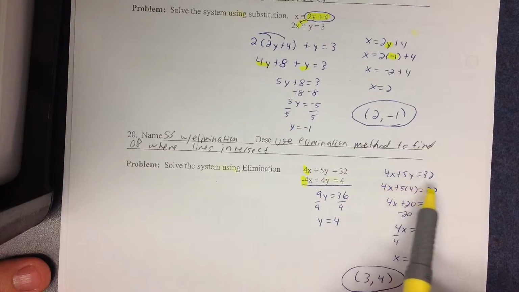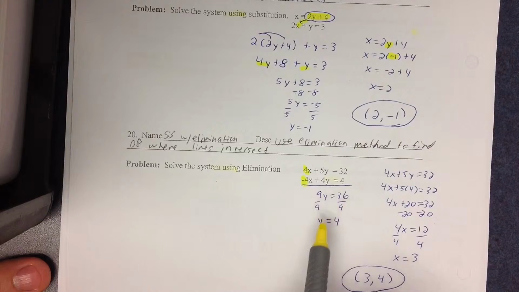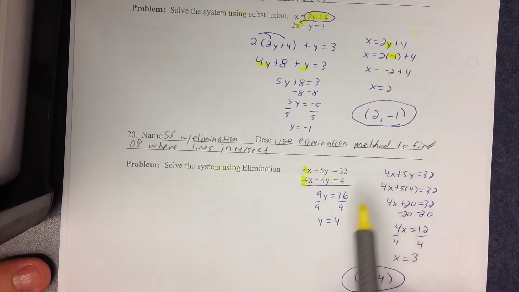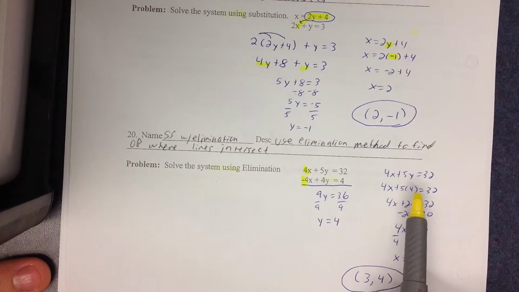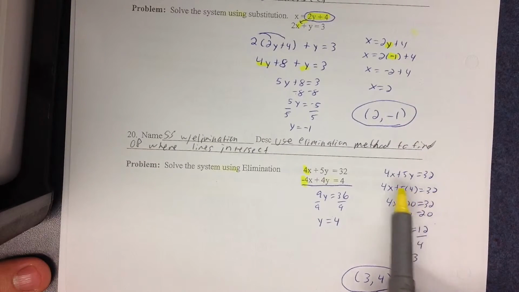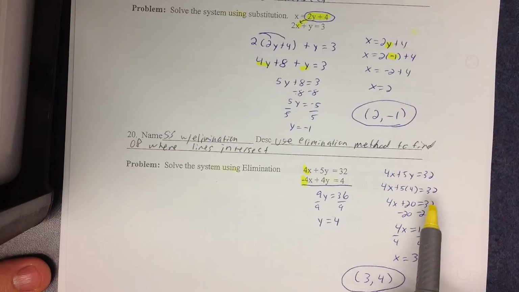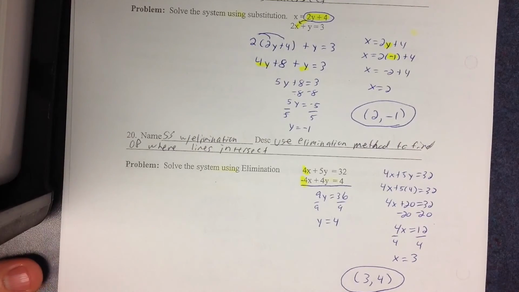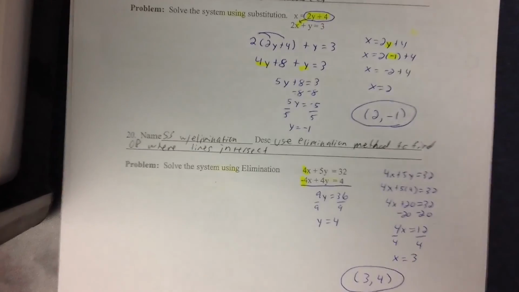Then again, you can pick either equation, whichever one looks easier. I just picked the top equation. Now I'm going to replace what I just solved. So y equals 4. So I write 4x plus 5, but instead of writing y, I'm going to put in the 4, equals 32. So 4x plus 5 times 4 is 20 equals 32. Here's my variable. Subtract 20 from both sides, get 4x equals 12. Divide both sides by 4, you get x equals 3. And again, I write it as an ordered pair with the x coming first, so it'd be 3, 4.